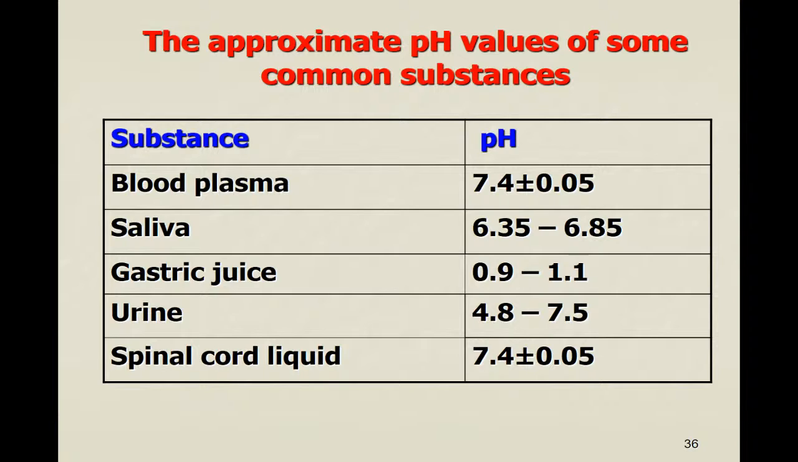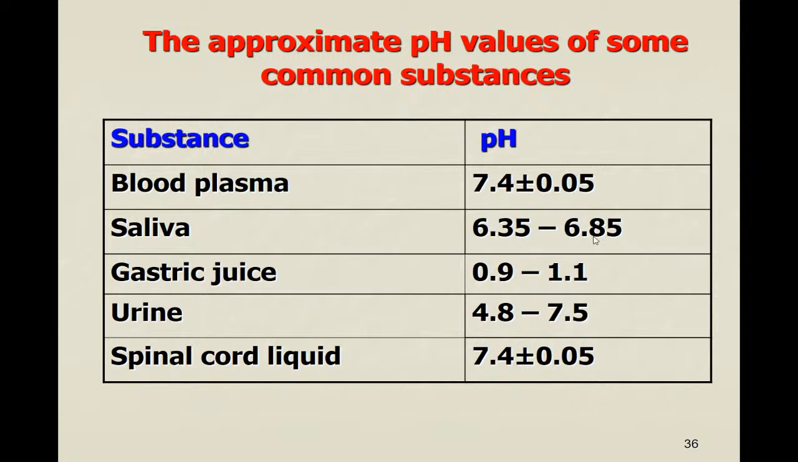Blood plasma and spinal cord liquid have the same pH value. It's a quite strict value, 7.4 plus or minus 0.05. What does that mean? The normal pH value for blood plasma is an interval from 7.35 to 7.45. Within this interval, everything is fine. It's the normal pH of blood plasma.